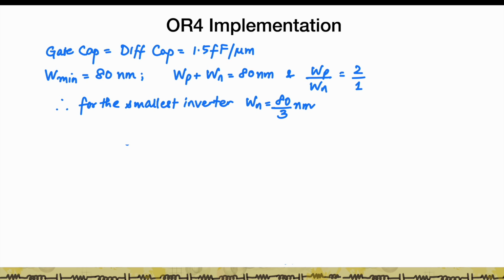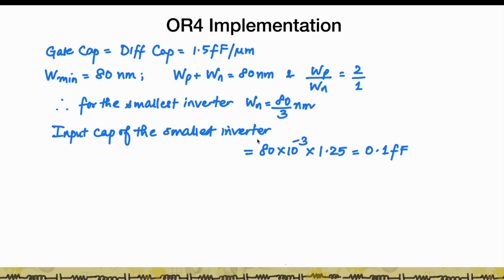So first thing is let's try and first figure out the inverter. So the inverter, we know gate cap and diff cap are given by 1.25 femtofarad per micron. Our total gate width of the inverter is 80 nanometers, out of which WP and WN are in ratio 2:1, right? So therefore WN is roughly 1/3 of this, WP is 2/3 of this. Now the input cap is just the sum of these widths, right? So if I look at the input cap, it's going to be this 80 nanometers times 1.25 femtofarad per micron. So it's 0.1 femtofarad. So that is the input capacitance of the smallest inverter.